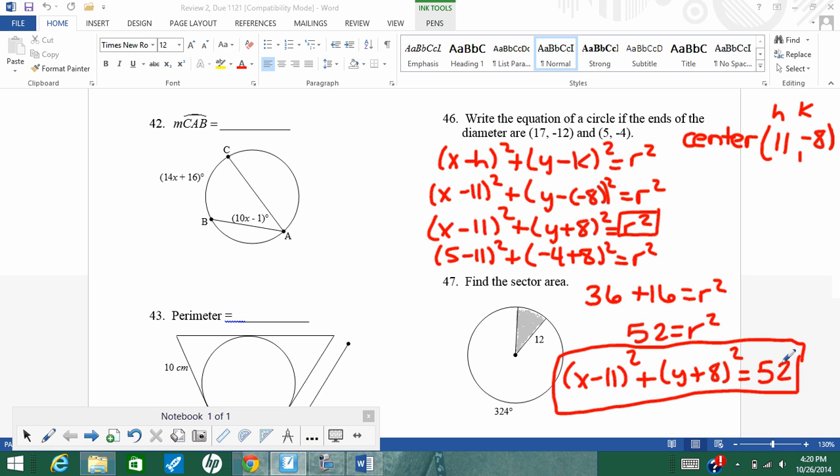Always make sure you plug r or r squared back in, and that when you have your final answer, there's a y and an x. Okay, so we need to take 5 and negative 4 back out, and we need to leave x, x, and y, y.